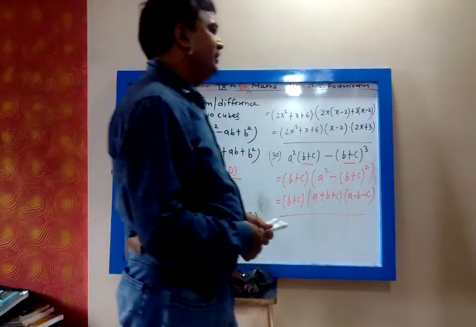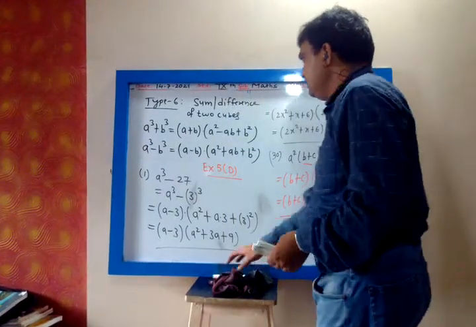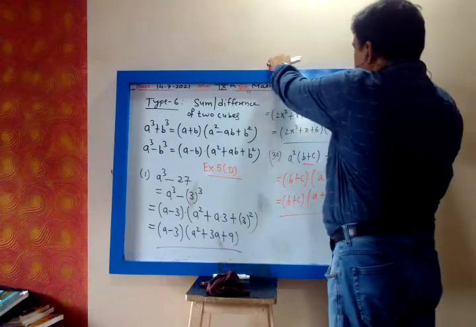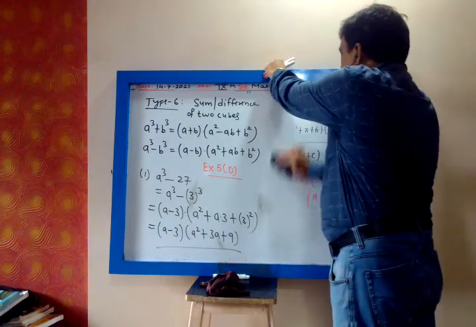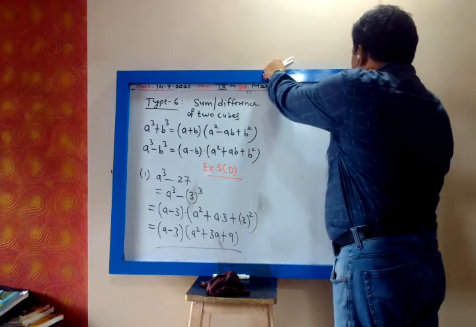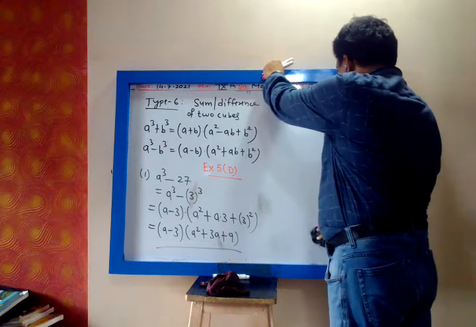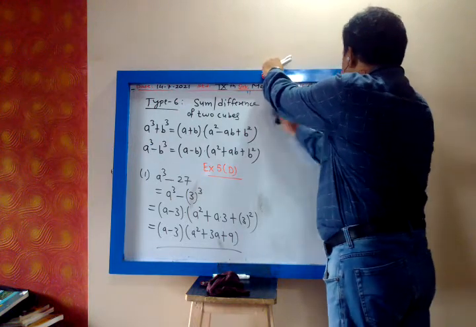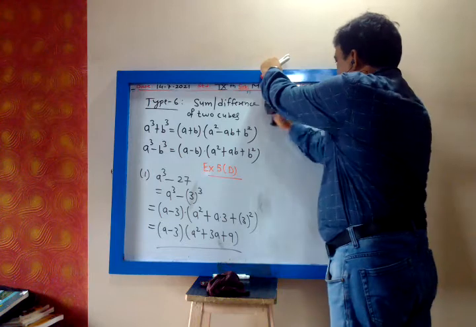So sum or difference of two cubes is type 6.